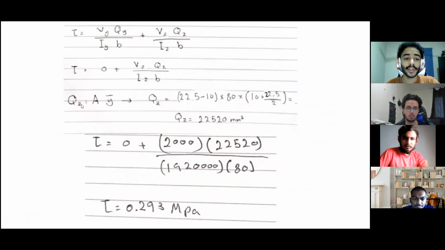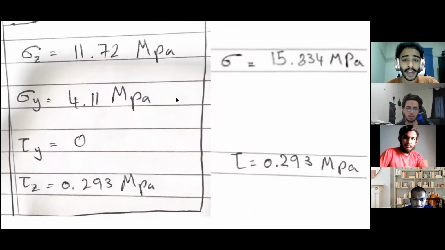And to get that, we first have to get the first moment of area, which is going to be equal to 22,520 millimeter cubed. And here, after applying all that in the formula, we get the shear stress is equal to 0.293 megapascal. And here are the results after solving the whole problem.